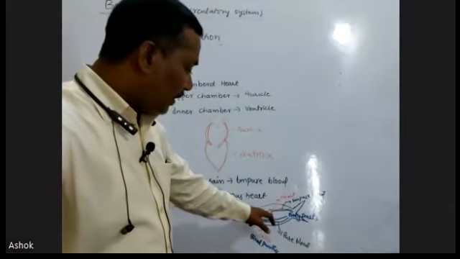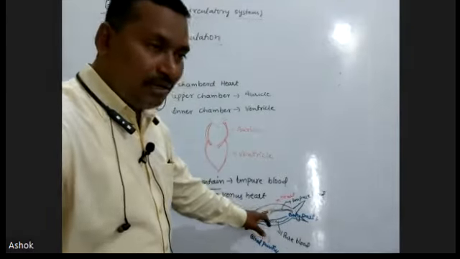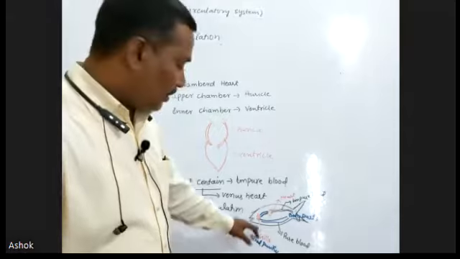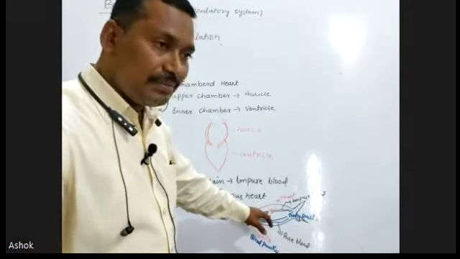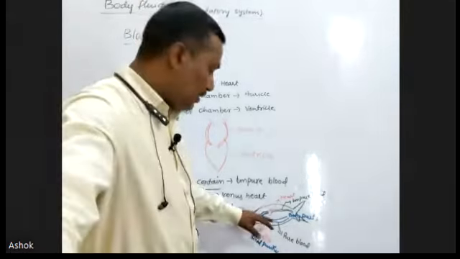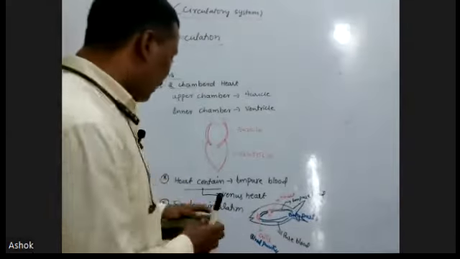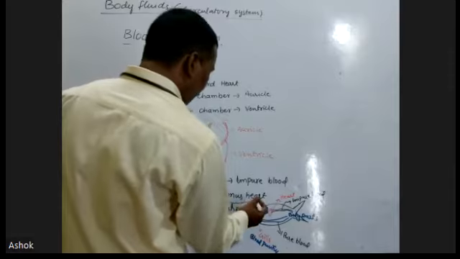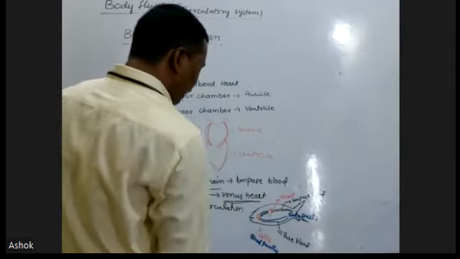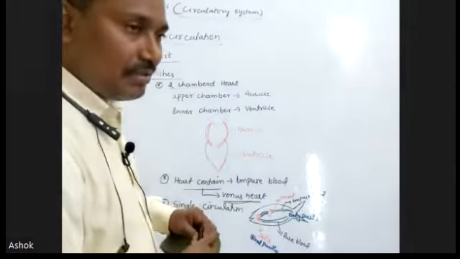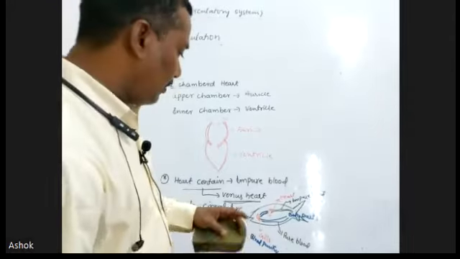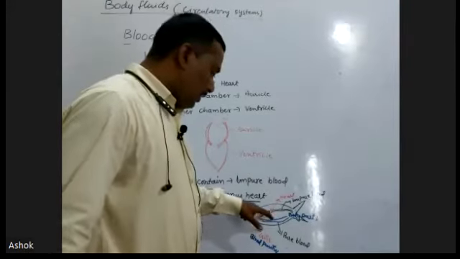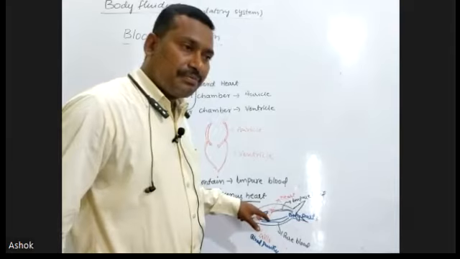In one direction only, the blood is supplying. This heart contains only impure blood. Always the heart contains impure blood. That's why this heart is called a venous heart. Why? Because it contains impure blood.